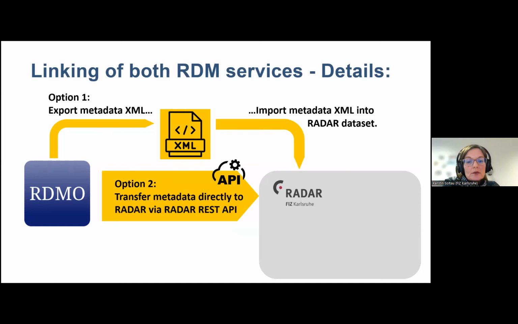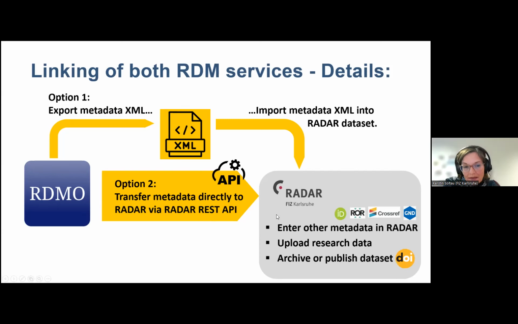That means that users can directly transfer descriptive metadata to RADAR with only a few clicks and create a new dataset there. And this is done via the RADAR REST API. And as next steps, they take place in RADAR as soon as these descriptive metadata are there. That means that other metadata can be entered in RADAR afterwards.